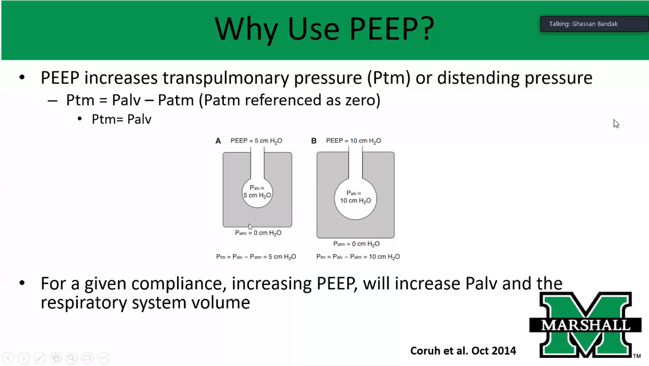So if the compliance is the same and you increase PEEP, there is an increase in the alveolar system and respiratory system volume. If you add PEEP, you will distend the airway units within the lung, the alveoli, and you will increase the pressure within these units.